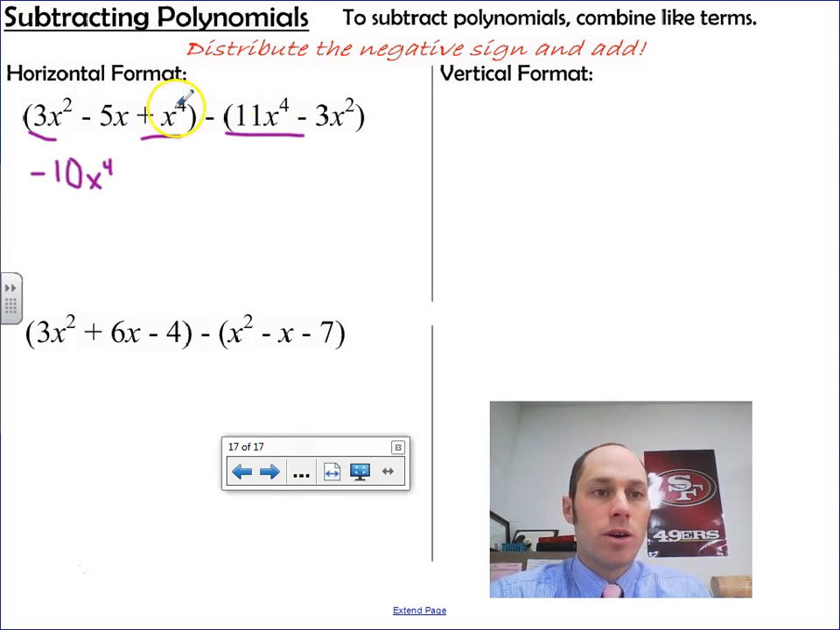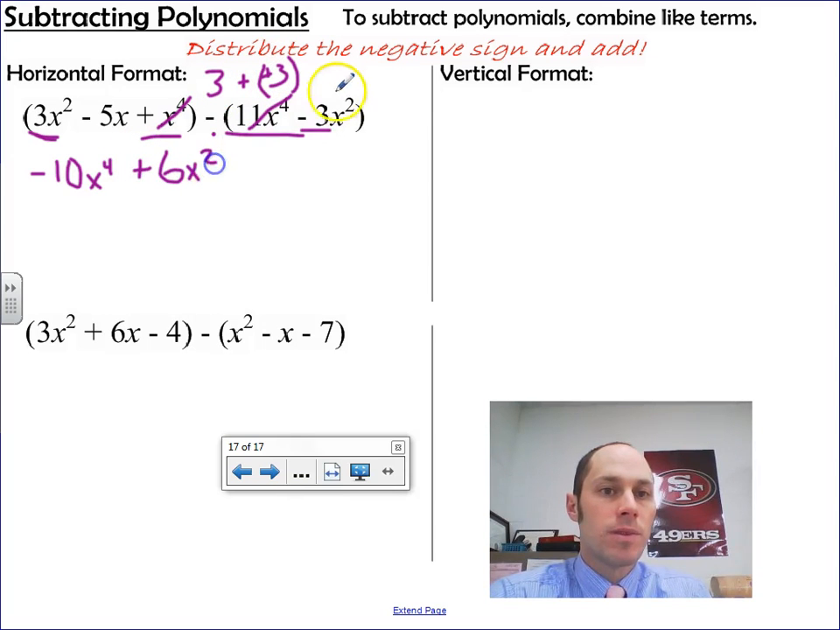Next we go to third degree, we don't have those. Second degree, 3x squared minus negative 3x squared. So 3 minus negative 3 is going to be 6. So I have plus 6x squared. And then minus 5x and nothing else. So I would be done with that.